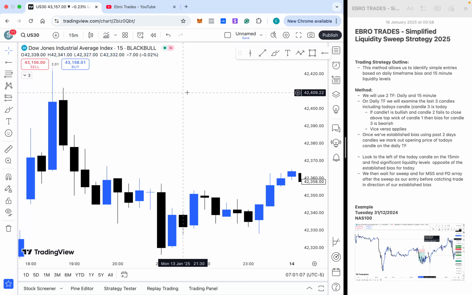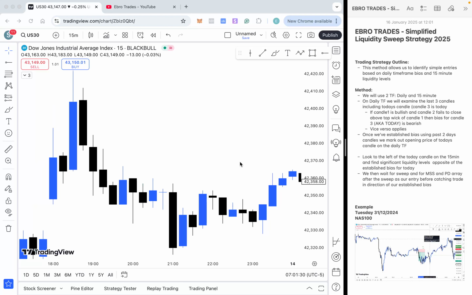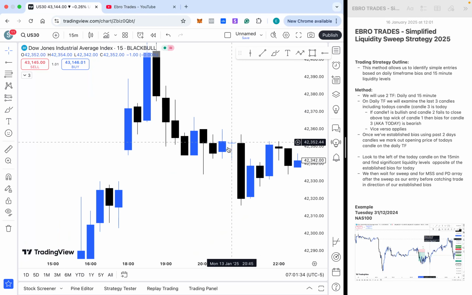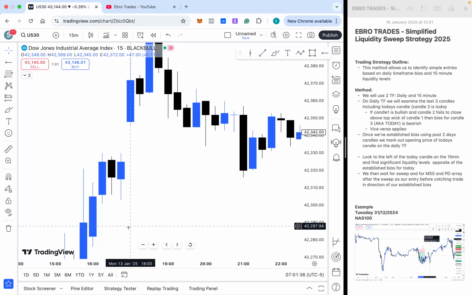Okay, so once we've found our daily time frame, and the way we find it is we'll examine the last 3 candles, including today's candle, where candle 3 is today. Candle 1 is bullish, and candle 2 fails to close above the top wick of candle 1, then our bias for candle 3, aka today, is bearish, and vice versa applies. Now, once we've established our bias using the past 2 days candles, we mark out the opening price of today's candle on the daily time frame. So let's quickly go to an example.